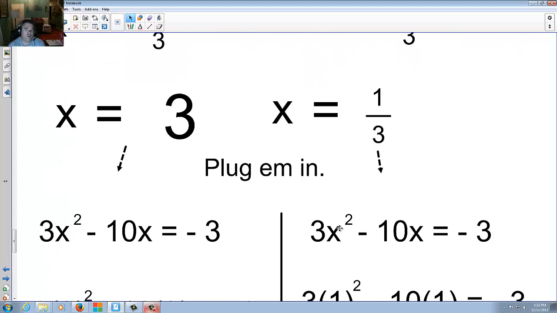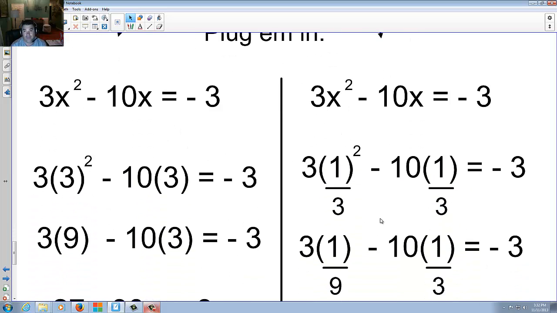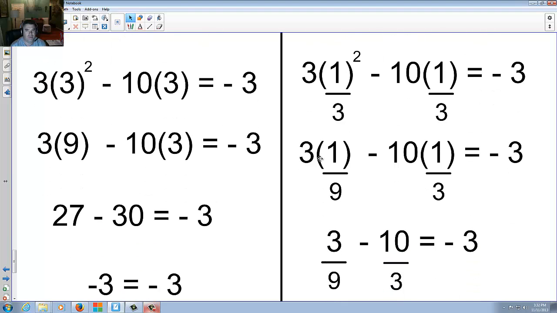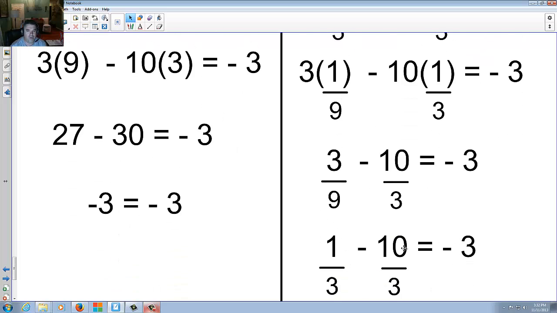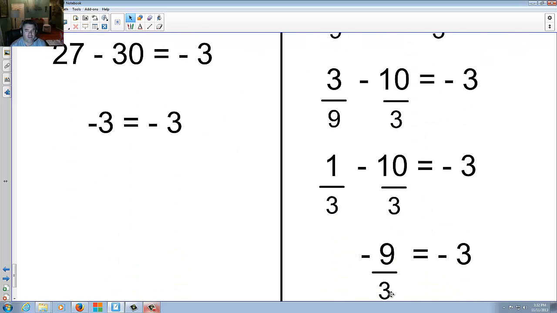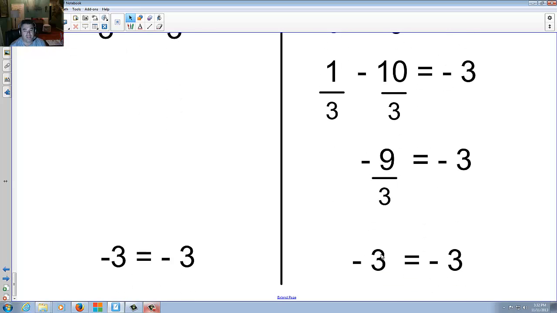Well, that's a little harder, but 1/3 times 1/3 is 1/9. And 1/9 times 3 is 1/3. Minus 10 times 1/3 is 10/3, or 3 1/3, whichever makes you happier. So 3 times 1/9 is 3/9, or 1/3, minus 10/3 equals -3. 1/3 minus 10/3 is -9/3 equals -3. -9 divided by 3 is -3 equals -3.